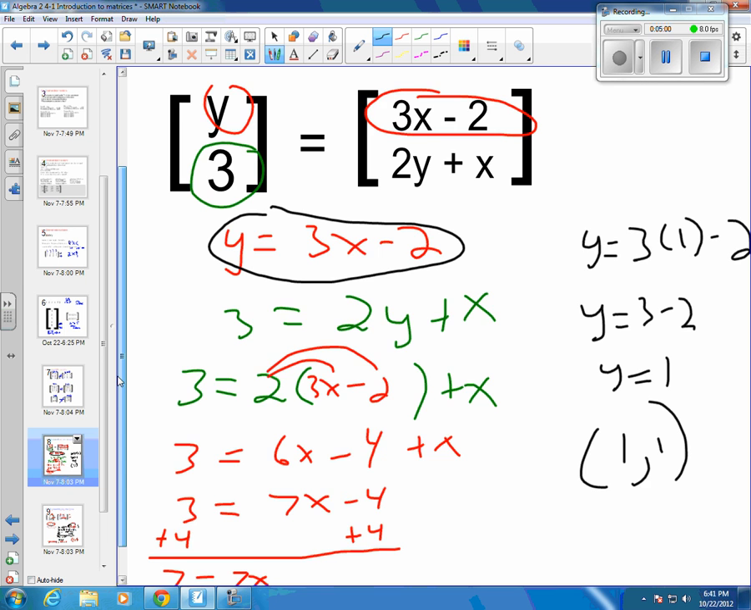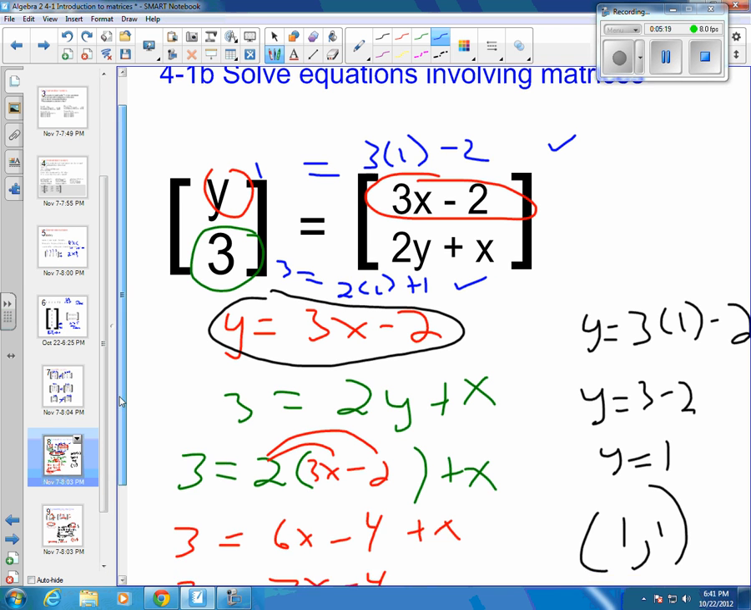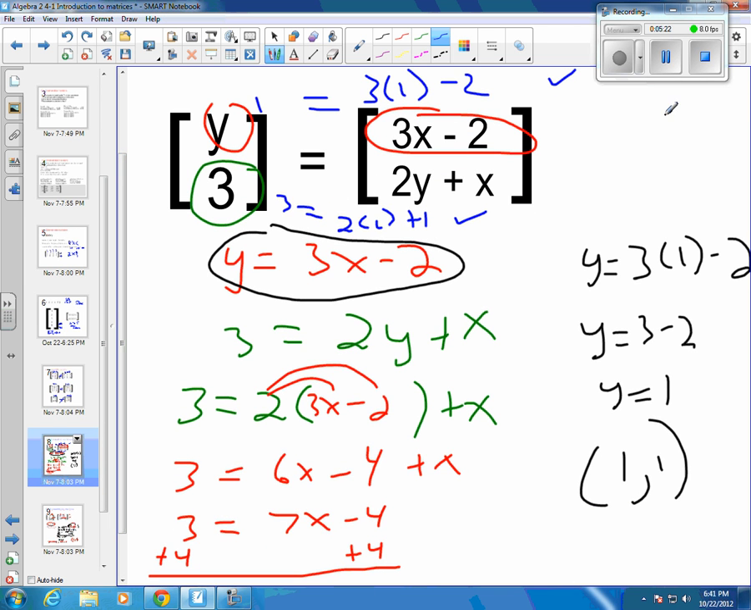Double checking it to make sure I'm right. Is 1 equal to 3 times 1 minus 2? The answer is yes, it is. Is 3 equal to 2 times 1 plus 1? And the answer is yes, so my answer is solid. So again, we're just practicing here, understanding that when you've got two matrices that are the same, then every single element should be the same going through there.